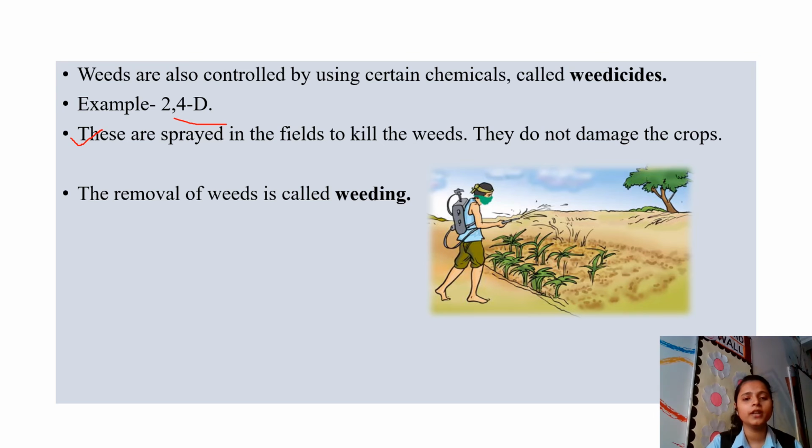And the removal of weed is called weeding. Sometimes weeds can be removed manually also. We have seen some farmers, or sometimes you people also, when you plant flowers or a vegetable crop, sometimes the other grasses or other plants grow around the plant, and we try to remove them with our hands. When we remove these weeds with our hands, it is called manually removing the weeds, and the removal of weed is called weeding.